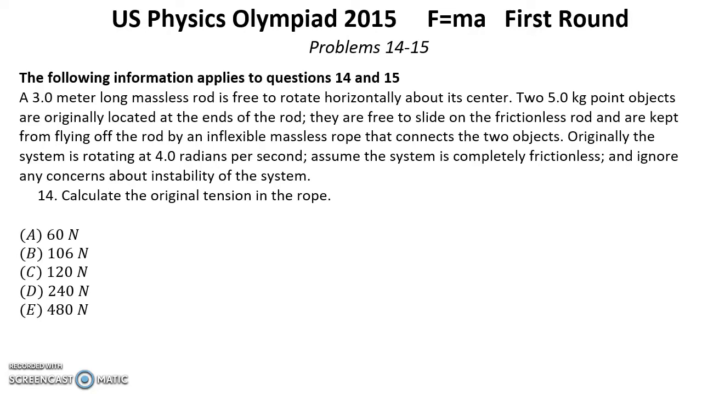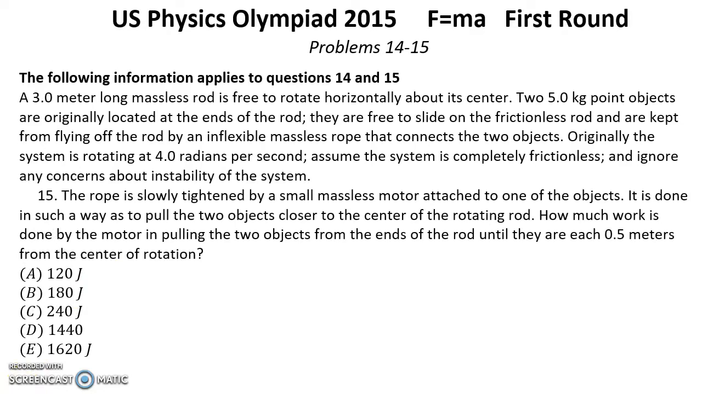Originally, the system is rotating at 4 radians per second. Assume the system is completely frictionless and ignore any concerns about the instability of the system. Question number 14. Calculate the original tension in the rope.